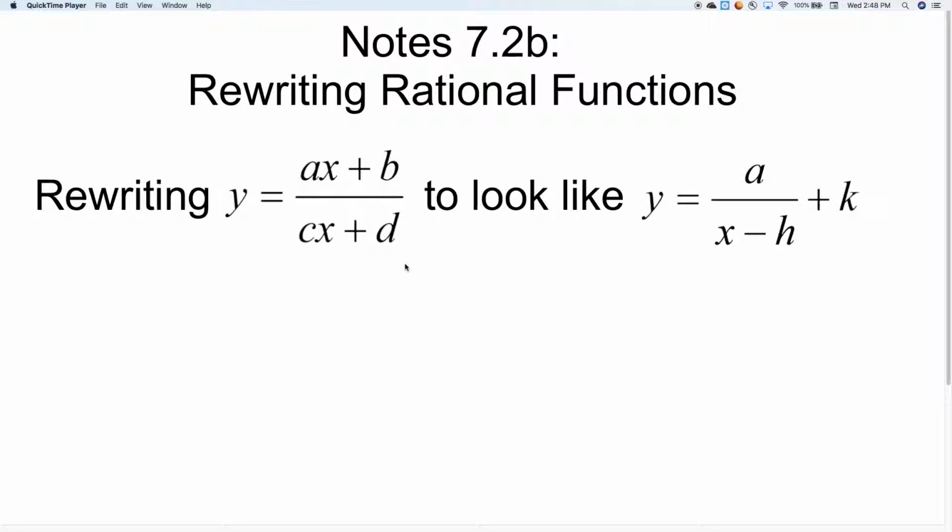Today, what our notes are focused on is, can you take one where we have these random ABCDs, and turn it into what I would call a more transformational form? Why am I calling it that? Because we've seen A, H, and K before, right? A does vertical stretching or reflecting. H is responsible for moving left and right. K moves us up and down. But we really don't know what A, B, C, D, and that other one are doing.